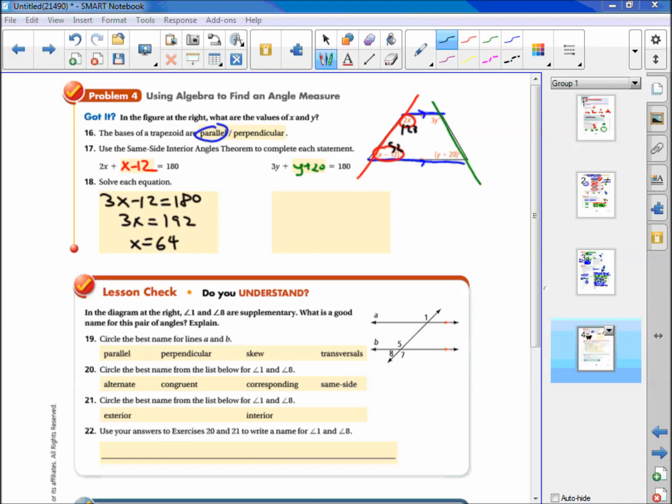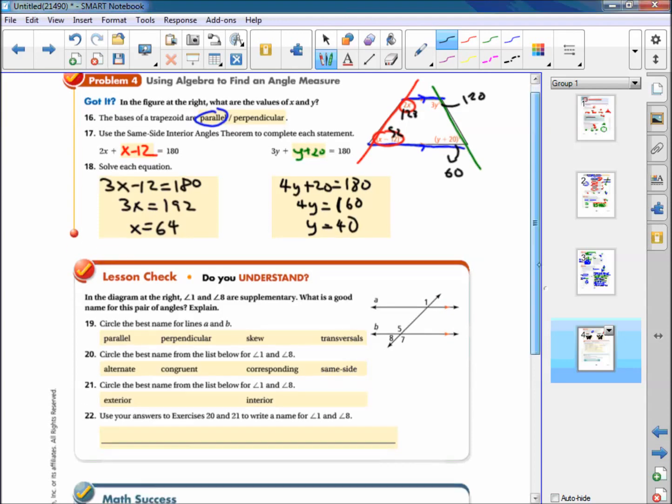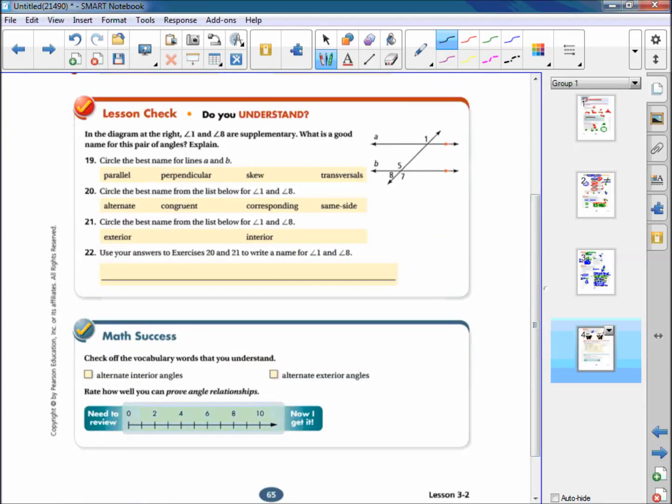Okay. In our second one here, we have 4y plus 20 equals 180. Subtract 20 from both sides, so 4y is 160. And then divide by 4 on both sides, which means y is 40. So this one is 120, and this one is 60. Those two add up to 180 also, and they should because they're same side interior, which are supposed to be supplementary.